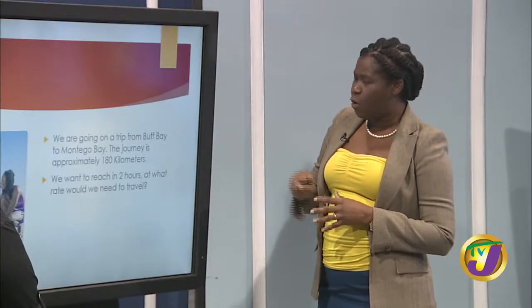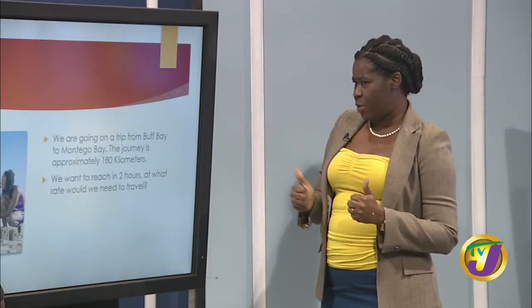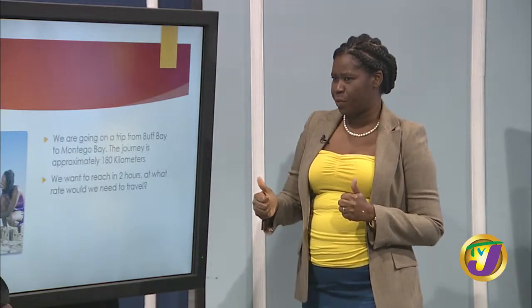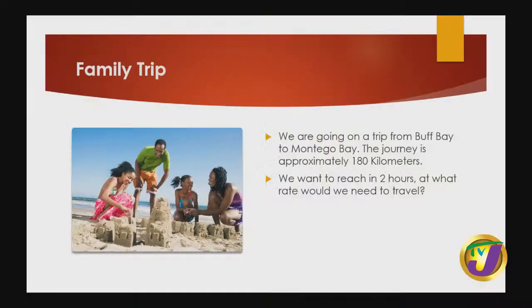I am thinking that we could divide up the 180 kilometers into smaller portions over the 2 hours. If we cut it in half for 1 hour, we're thinking about 90 kilometers. So that would be 180 divided by 2. And that would mean that for every hour, we would cover a distance of 90 kilometers. 90 kilometers per hour. And that's our rate.